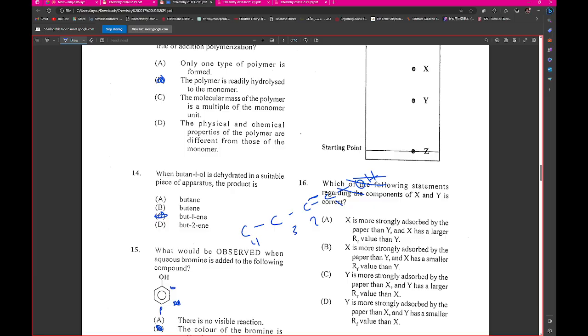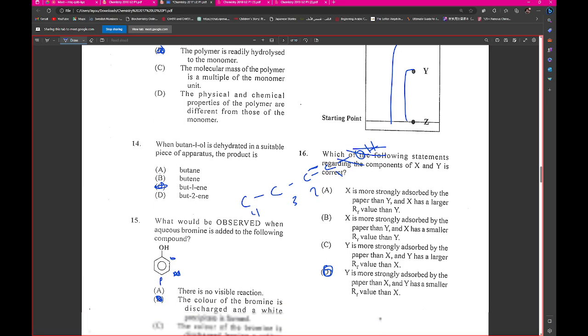What would be the answer? D. Yeah, D. Okay, sounds like D as in dog. Yes. So Y is more strongly adsorbed to the paper than X, so that shows why the distance is shorter, so it makes sense. And Y has a smaller Rf, well, obviously. So we would go with that. That makes sense.